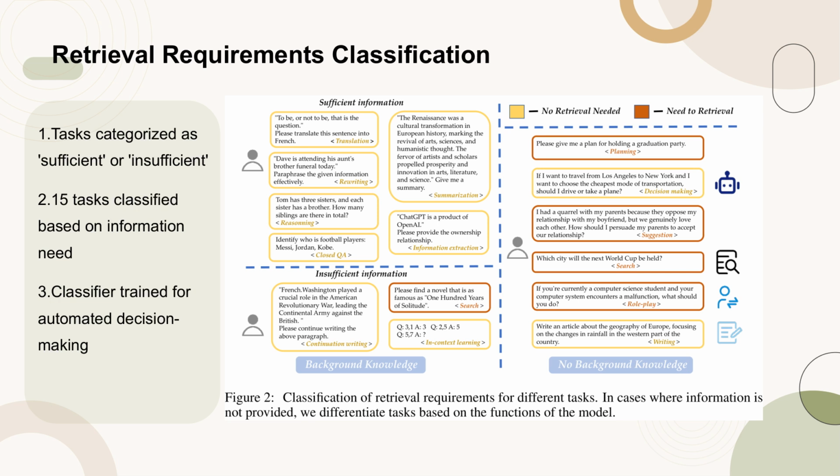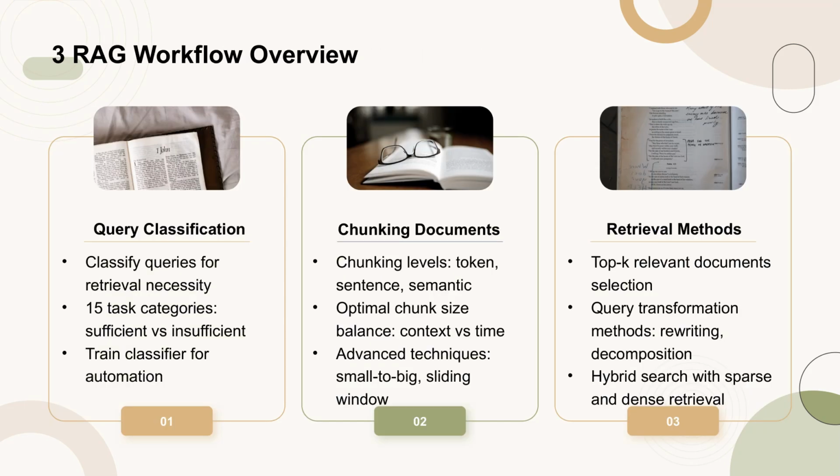Figure 2 illustrates the classification of retrieval requirements for various tasks. The tasks are differentiated into sufficient and insufficient categories based on the information provided. A total of 15 tasks are classified, with sufficient tasks not requiring retrieval and insufficient tasks potentially needing retrieval. A classifier is trained to automate the decision-making process regarding retrieval necessity. The RAG workflow begins with query classification to determine if retrieval is necessary. This involves categorizing 15 different tasks into sufficient and insufficient information groups, and training a classifier to automate this process.